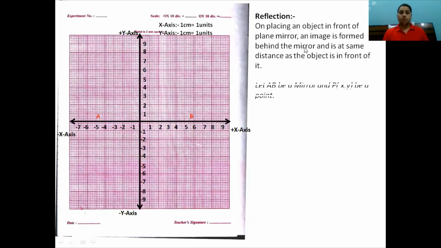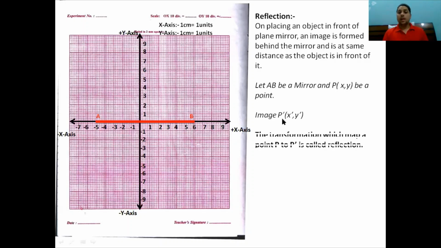So let AB be the mirror, which is placed along the x-axis here. Now let P(x, y) be any point. If we take any point P(x, y), then P'(x', y') will be the image of this point. Okay, this point has coordinates (x, y).